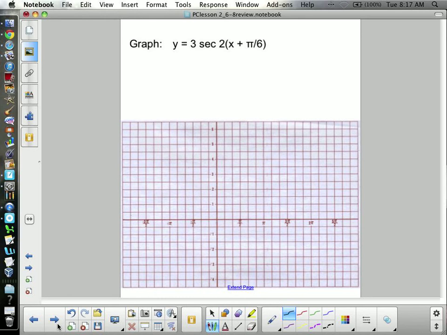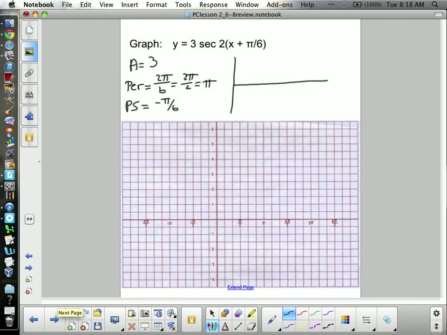So 3 secant of 2x plus pi over 6. Identify our parts. My amplitude is 3. We just did this one. This is our last example. My period is 2 pi over b, because it's secant. So that's 2 pi over 2, which is pi. My phase shift was negative pi over 6, and I had no vertical shift. So, to do my sketch, for secant, I'm going to start with which function? Cosine.